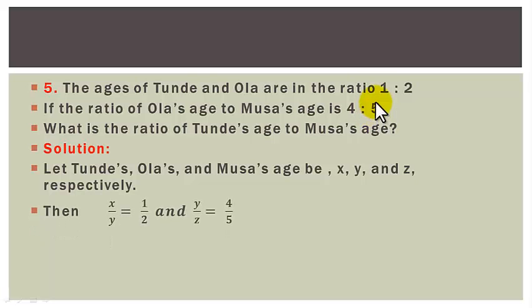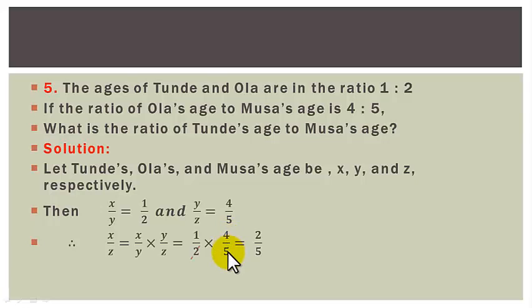Then the ratio of Tunde's age to Ola's age is X over Y equals to 1 all over 2. And that of Ola's age to Musa's age is Y over Z, which is 4 over 5. Then the ratio of Tunde's age to Musa's age is equal to X over Y times Y all over Z. And this is equal to half times 4 over 5.